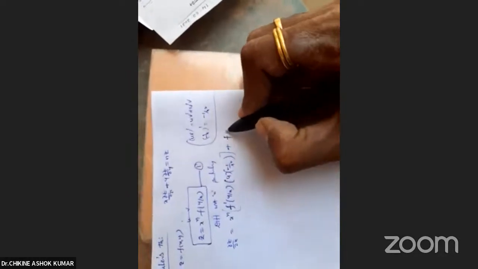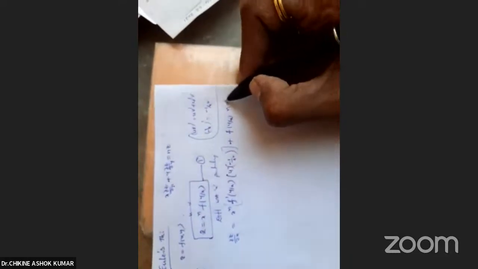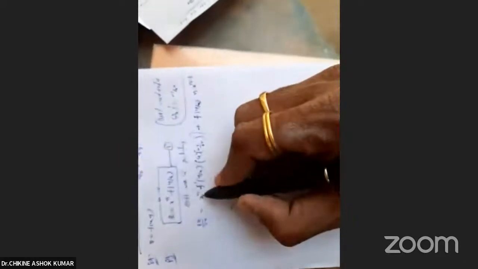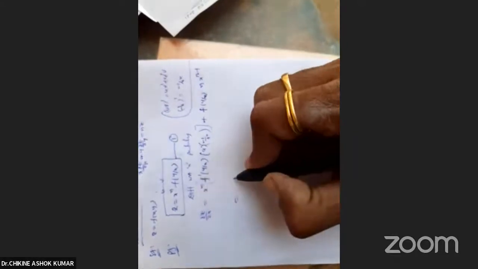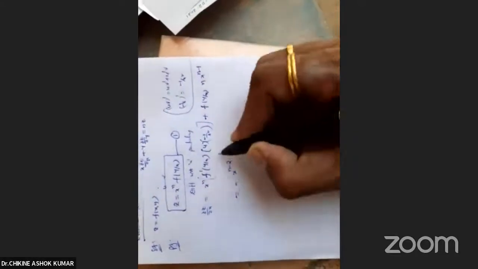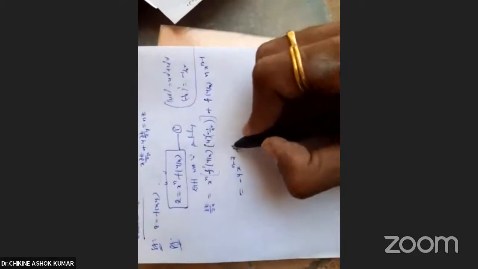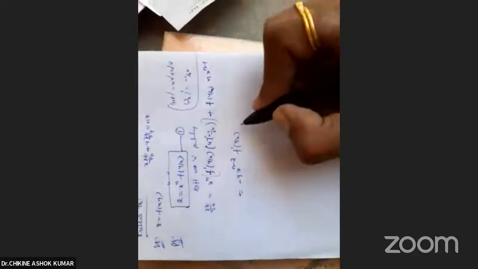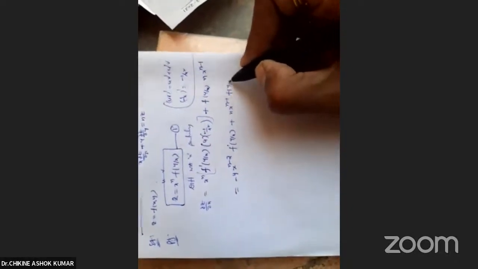y f of y by x, that is v into u dash. X to the power of n differentiation is n into x to the power of n minus 1. So let us do the complete simplification. This is x to the power of n by x square. If you bring this x square to the numerator, it will become x to the power of n minus 2 with minus, and y is there. So minus y into x to the power of n minus 2 f dash of y by x plus n into x to the power of n minus 1 into f of y by x.